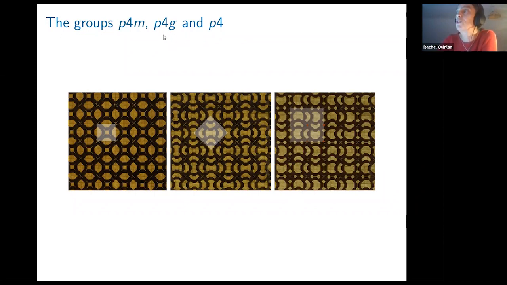So this is an example of what they call P4G. G is for glide reflection, which is another thing that occurs in this group. So it's distinguished from P4M, which is the first one. And then the third one is P4. That's the wallpaper group which only has fourfold rotational symmetry and no reflections at all.